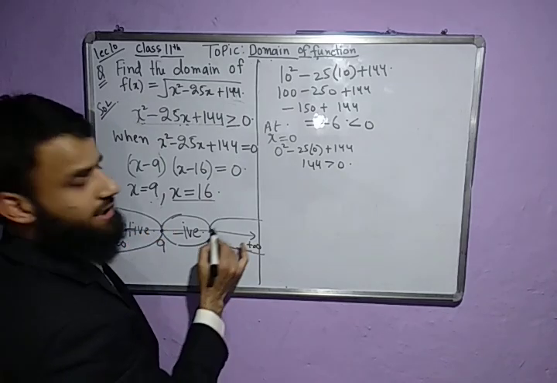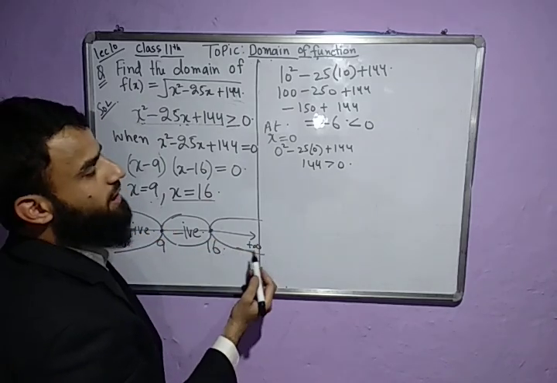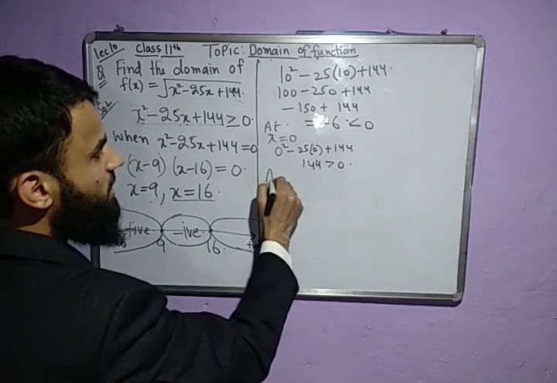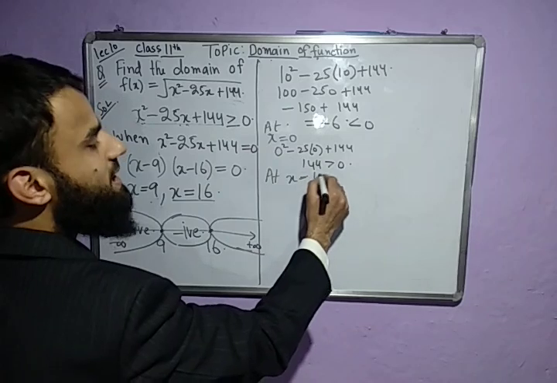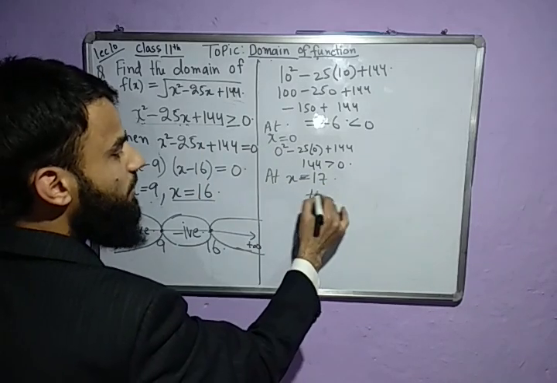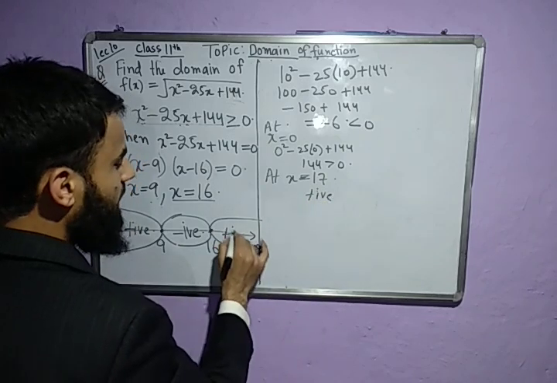Now, if I take any number greater than 16, let's suppose you take x is equal to 17, you will find this will be greater than 0. It will be positive. So I will get positive here.